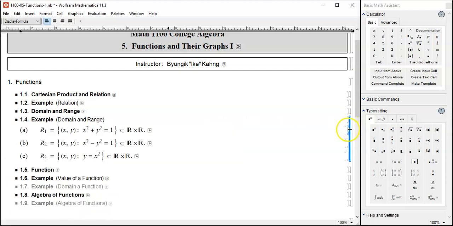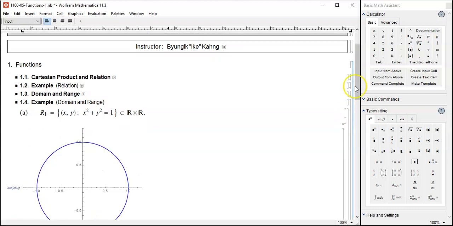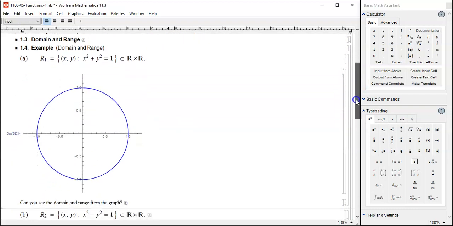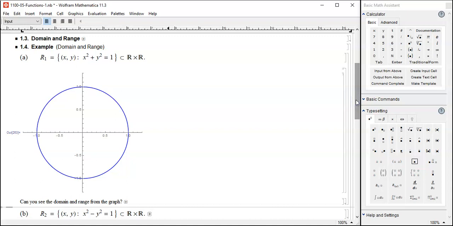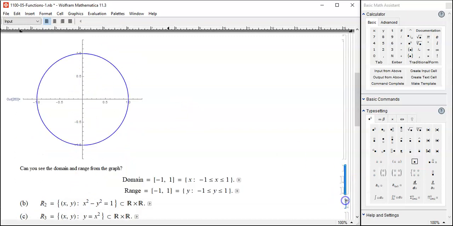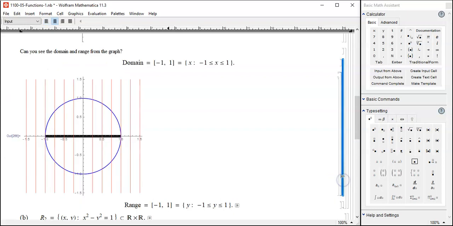Let's consider some example problems. The first example, R1, that's a circle. We studied those. Now, what is the domain and what is the range? Look at the graph and try to figure it out. Maybe you can stop this playback, and then just go through, and then you can check later. What do you think? X is going from -1 to +1. Y is going from -1 to +1 again. Like this.